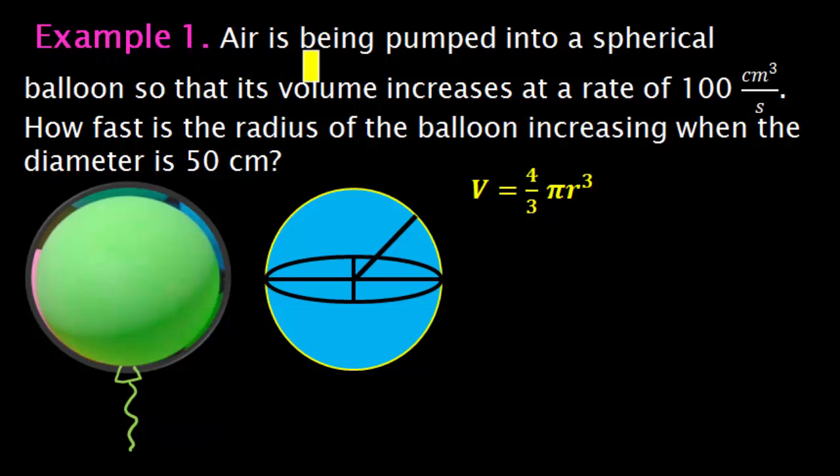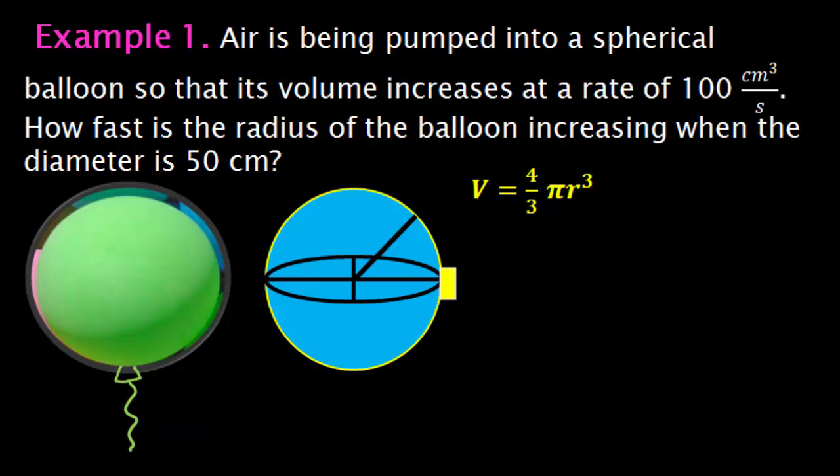Example 1. Air is being pumped into a spherical balloon so that its volume increases at a rate of 100 cubic centimeters per second. How fast is the radius of the balloon increasing when the diameter is 50 centimeters? So you've got this balloon and air is being pumped into it at a certain rate. It's 100 cubic centimeters per second. So here is the sphere, there's your diagram, I guess.